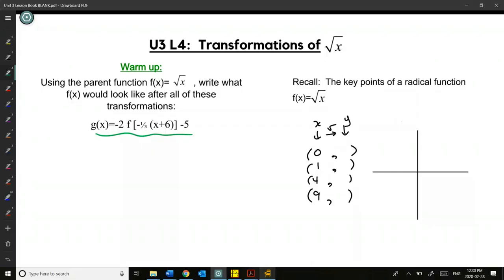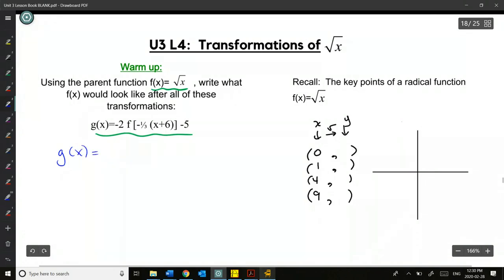So this is just a bit of an extension of what we did yesterday. Yesterday, we were working with the parent function x squared. Now I've given you the parent function square root of x. So does anyone have an idea of what the final equation of g at x should look like once we combine f at x and g at x? Any guesses? Take out the f and then square root it.